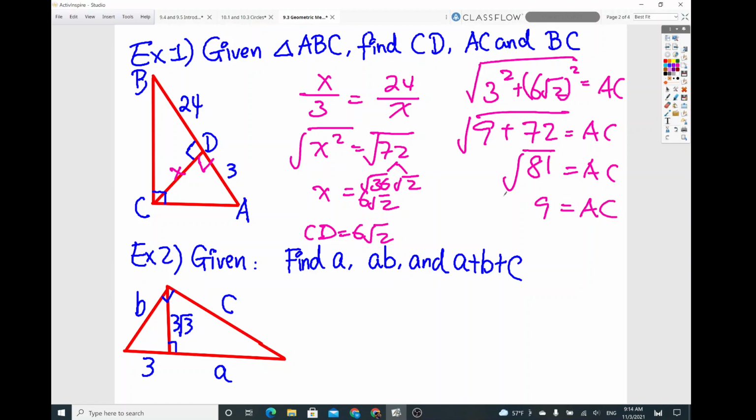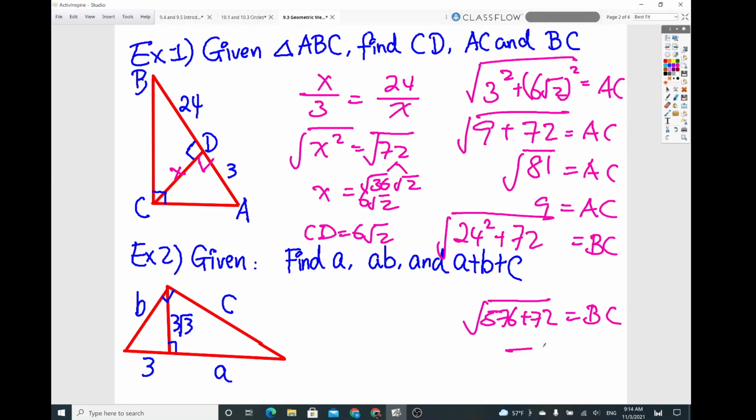To get BC, we can also apply the Pythagorean theorem with this medium triangle. So 24 squared plus X squared, and we already found X squared, which is 72. Then take the square root of the whole quantity, and you'll get segment BC. So 24 squared is 576, plus 72. Combine them and we get 648.